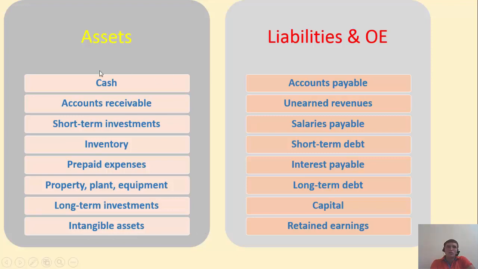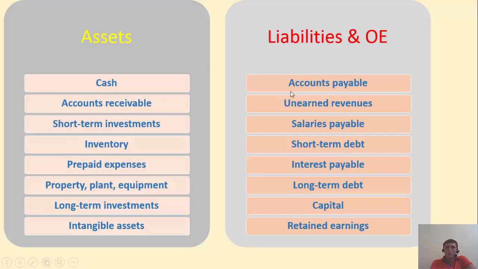These must equal the liabilities and owner's equity. So the sum of the values of all the assets under the control of the business must equal the sum of the commitments the business has towards owners and non-owners.